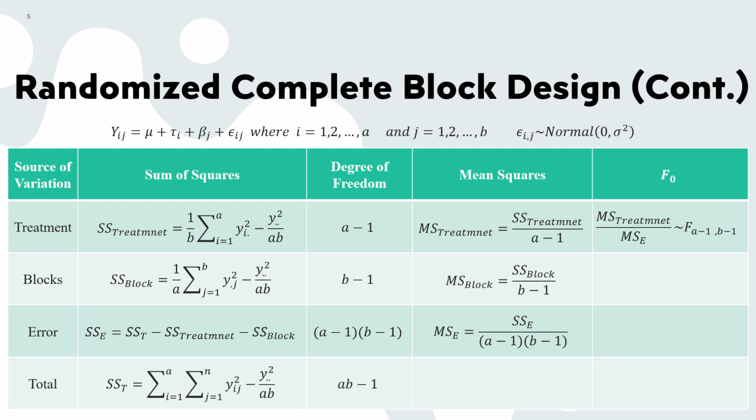It compares treatment variation to error variation and follows an F distribution with A-1 and (A-1) times (B-1) degrees of freedom, where A denotes the number of treatment levels and B denotes the number of blocks. If the F-ratio is significantly large, it suggests that at least one treatment is different from the others. This structure ensures a more reliable and sensitive analysis, especially when nuisance factors are present.